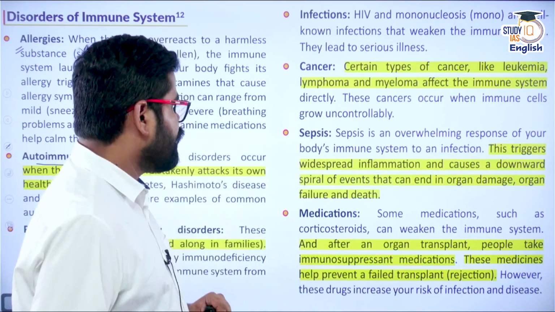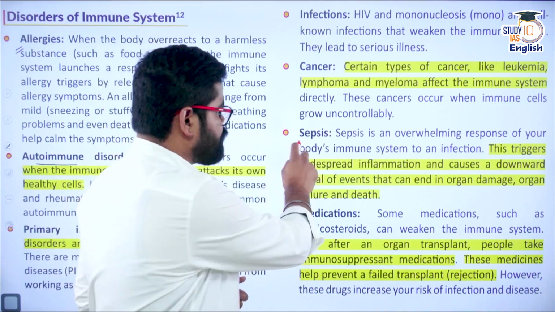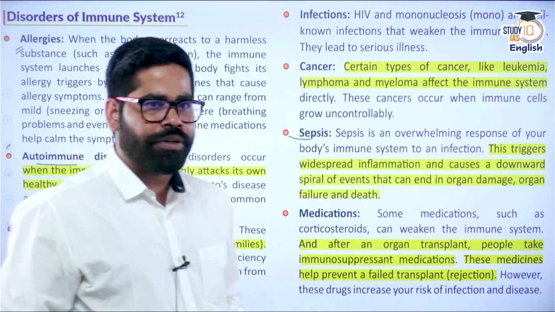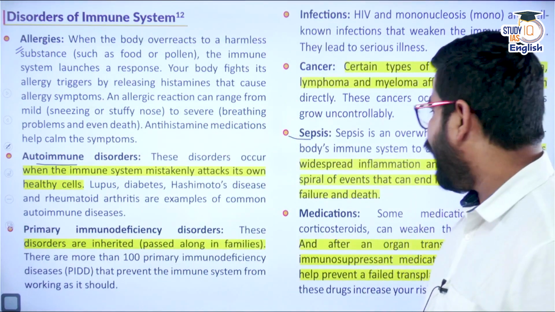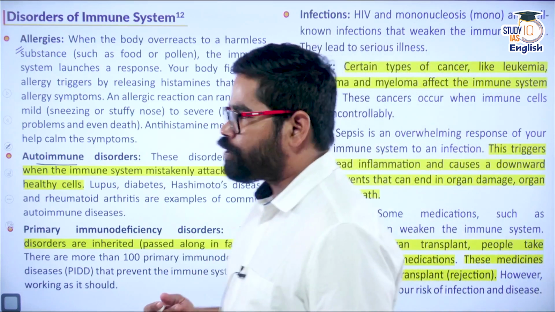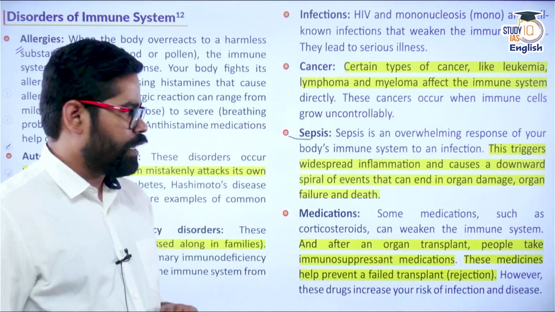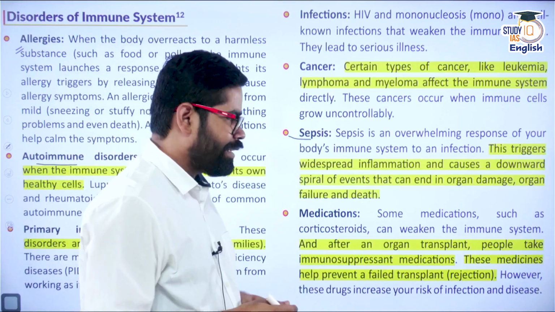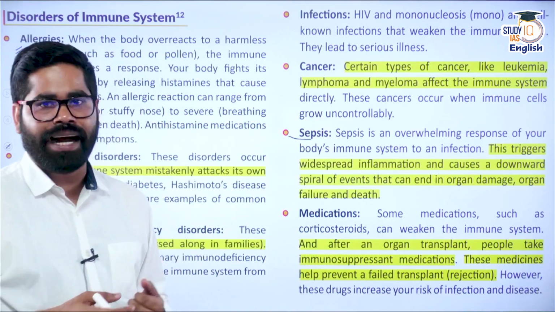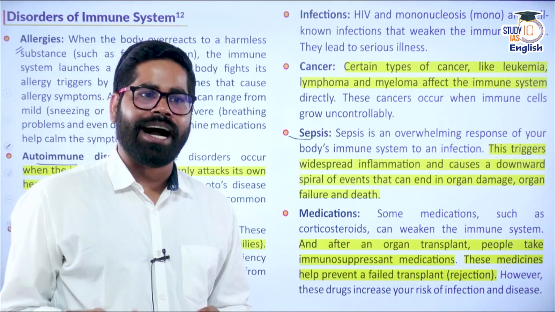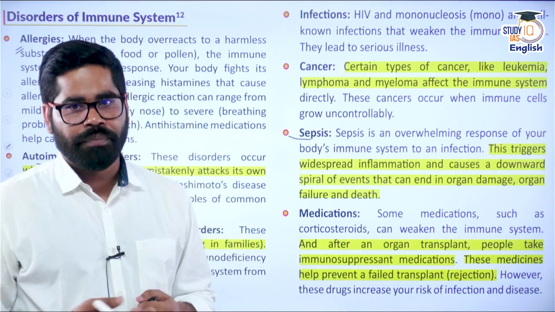Then we have another problem called sepsis. Basically, the immune response system is again very hyperactive in this case, and it causes a huge amount of inflammation in the body. This can lead to organ damage, organ failure, and even death. So sepsis is again a hypersensitivity of the immune system.